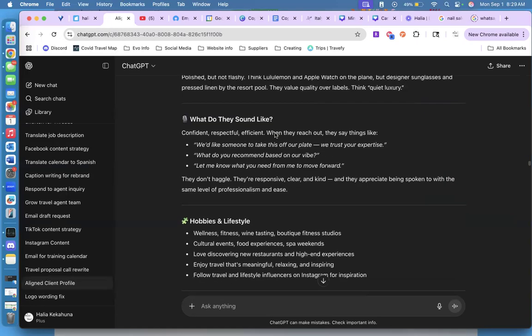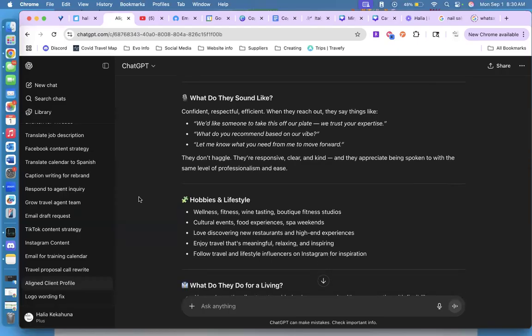What do they sound like? Confident, respectful, efficient. When they reach out, they say things like, "We'd like someone to take this off our plate. We trust your expertise. What do you recommend? Let me know what you need from me to move forward." Those are key. I'd love that. They don't haggle, they're responsive, clear, and kind, and they appreciate being spoken to with the same level of professionalism and ease.